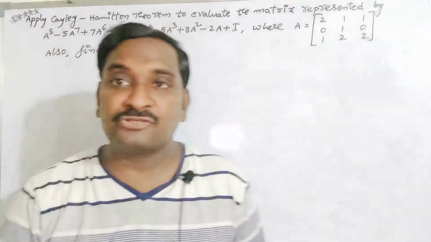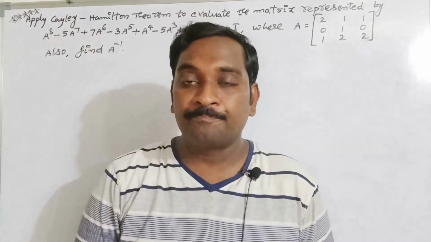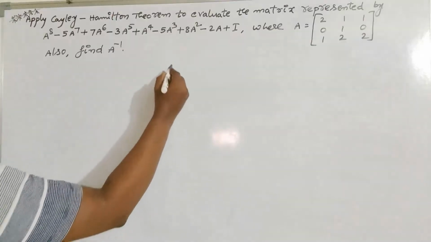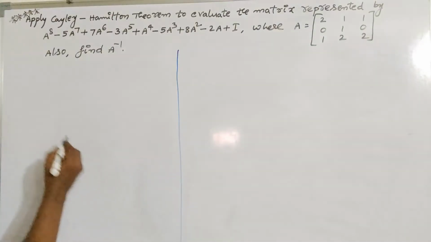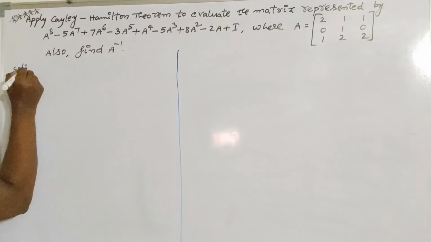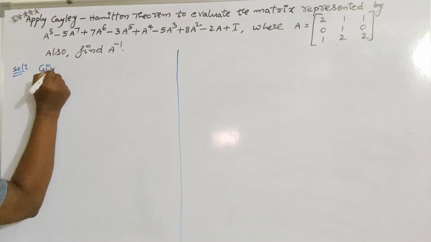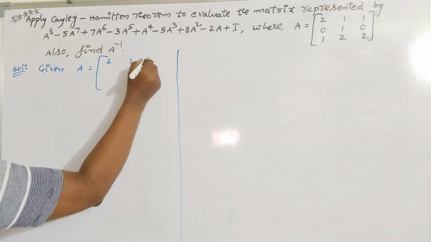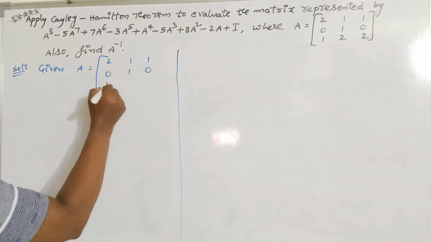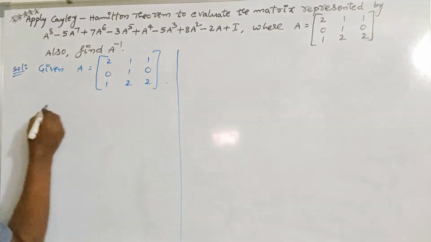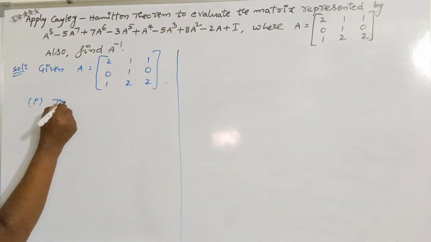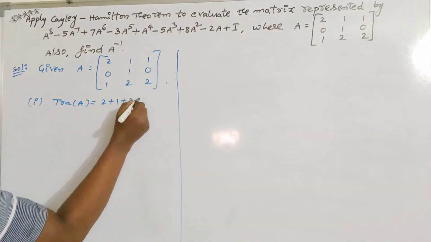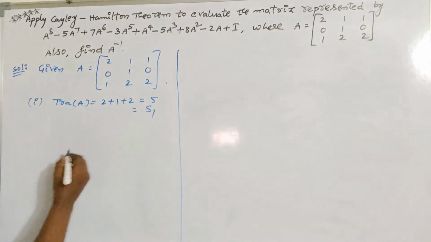So, first of all, as usual, we are going to find out the characteristic equation of the given matrix. Given that A is equal to, write the given matrix here, 2 1 1, 0 1 0, 1 2 2. First, calculate the trace of A. Trace of A is nothing but the sum of diagonals. It would be 5. We can say this is S1.